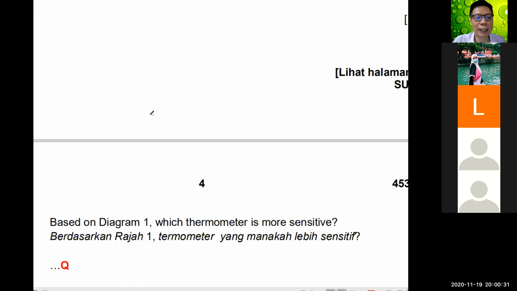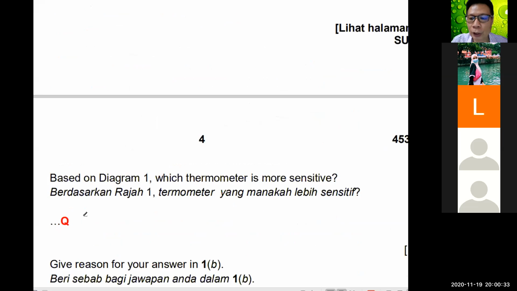Now you see the answer. The answer is Q. Q is the second one. The digital one is more sensitive. And give the reason. What reason do you give for choosing Q?